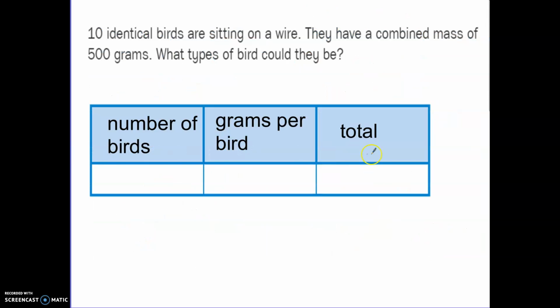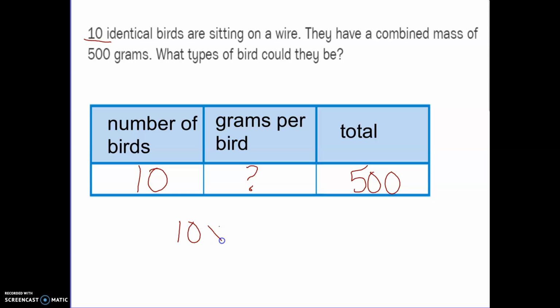So here's a practice problem for you to do. And look, I have a chart to organize my thinking. So 10 identical birds are sitting on a wire. They have a combined mass of 500 grams. What type of bird could they be? Well, let's see, number of birds, 10. And it doesn't tell me how many grams per bird, so I'm going to put a question mark there. And there's 500 grams altogether.